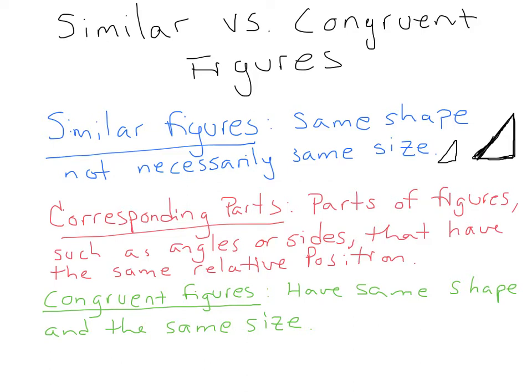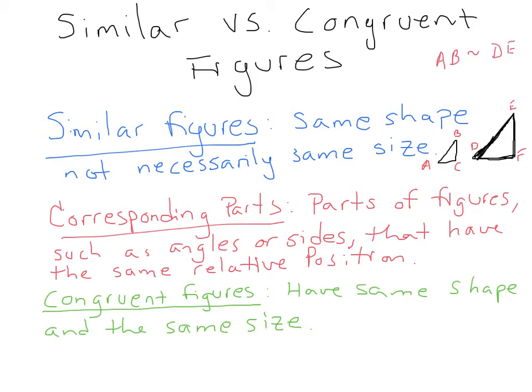Corresponding parts are the parts of, in this case, a triangle, but any shape or figure, the angles and sides that have the same relative position. So returning to our triangles, if you look at ABC in the first triangle, you can see DEF in the second, and you notice that AB kind of matches up with DE.